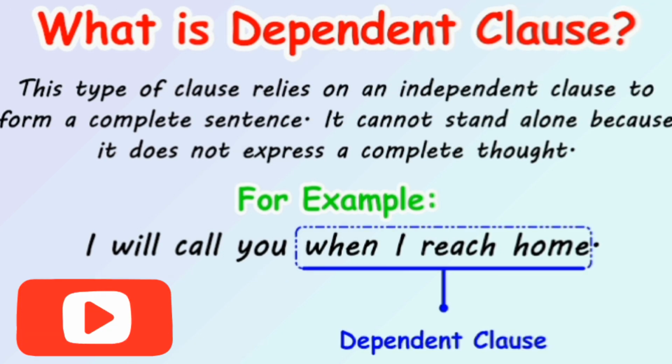What is dependent clause? This type of clause relies on an independent clause to form a complete sentence. It cannot stand alone because it does not express a complete thought. For example, I will call you when I reach home. In this sentence, when I reach home is dependent clause.